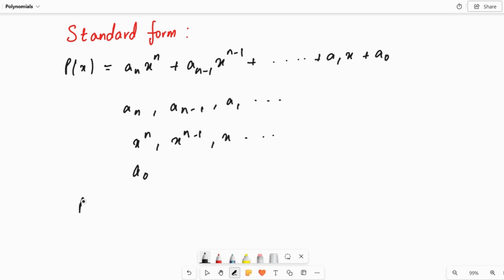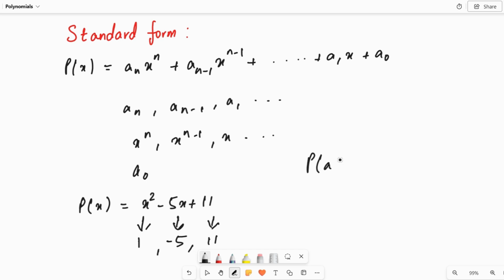For example, we take a polynomial p of x as x square minus 5x plus 11. So the coefficient of x square is 1, while the coefficient of x is minus 5, and the constant term is 11. So all this belongs to the set of real numbers. And if we change the variable from x to any other letter like a, then the function becomes p of a. It is as simple as that.